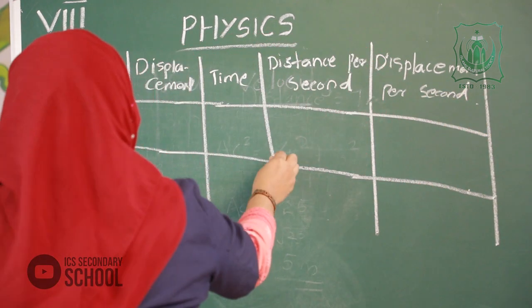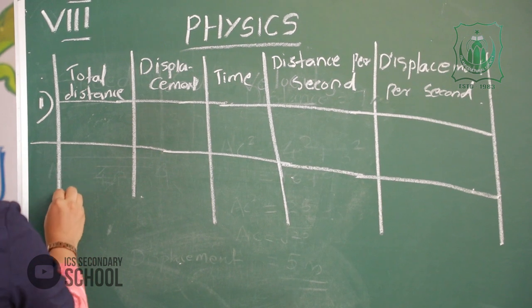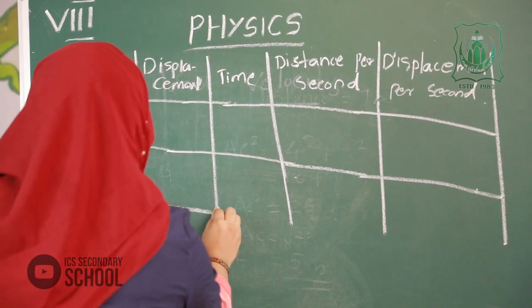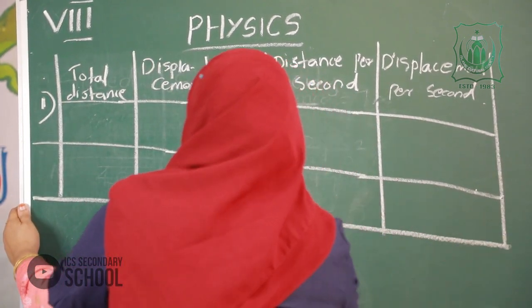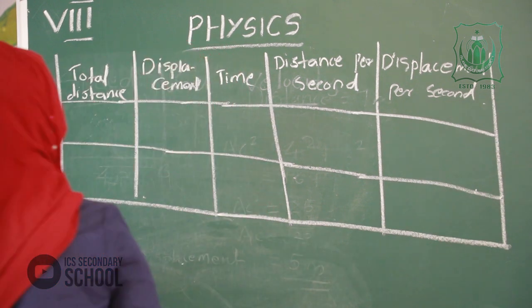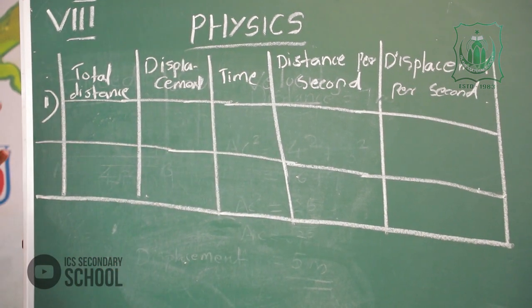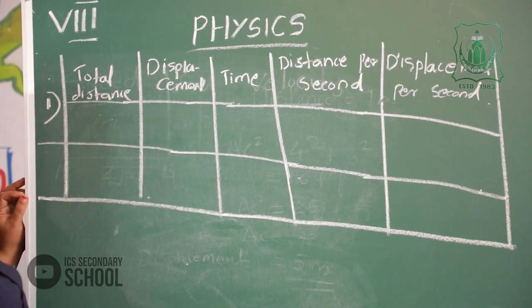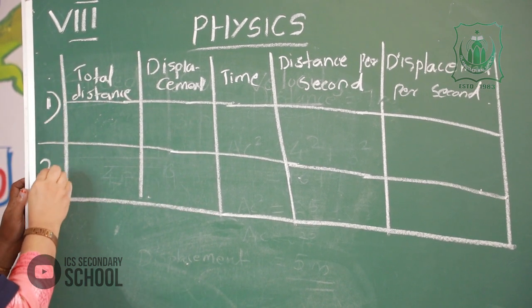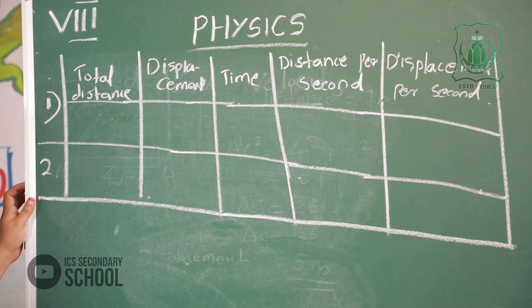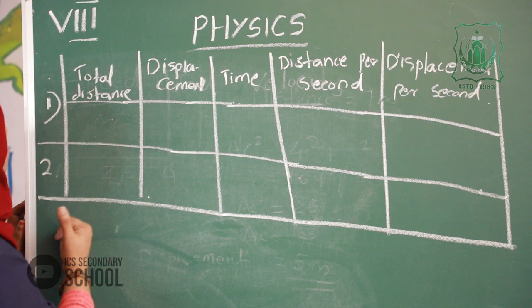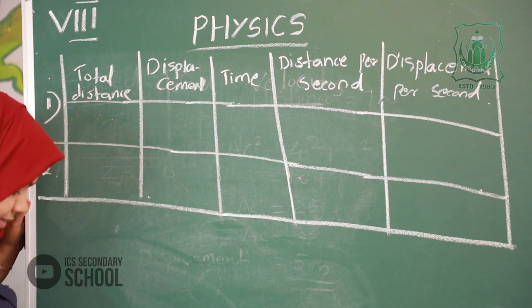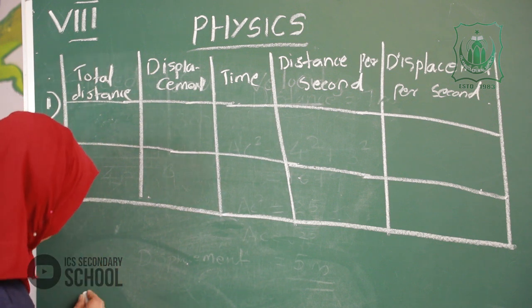Per second. See? Total distance, displacement, time, distance per second, displacement per second. There are two situations in that. Do you remember that? All of you look at that figure. From that total distance, I can draw once again.